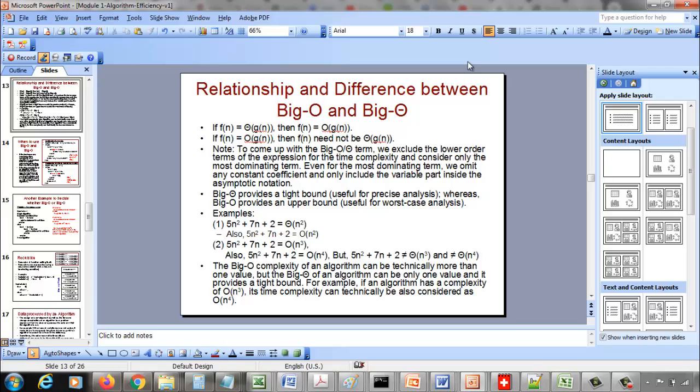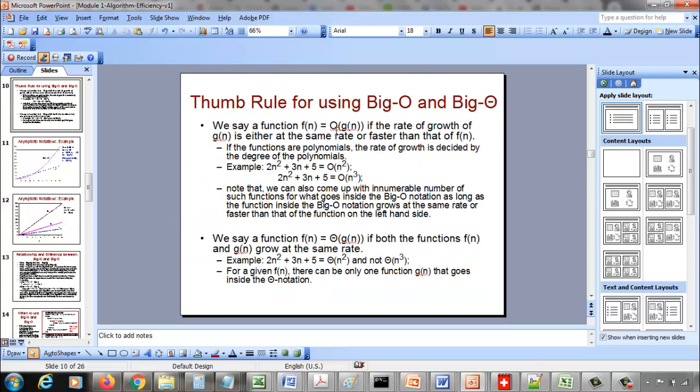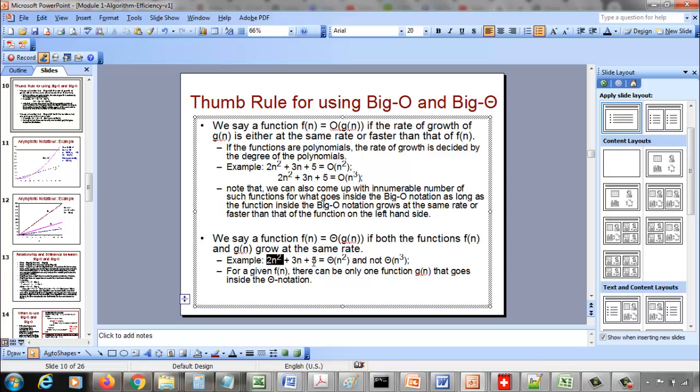Okay. So what is the relationship between theta and big O? If a function f of n is equal to theta of g of n, then we can also say it is big O of g of n. Like in this case, we said 2n square plus 3n plus 5 is theta of n square. We can also say it's big O of n square, because for big O, what goes inside the big O notation could be the same degree or larger. So in this case, 2n square, you can have n square, or anything above n square is also okay for big O.